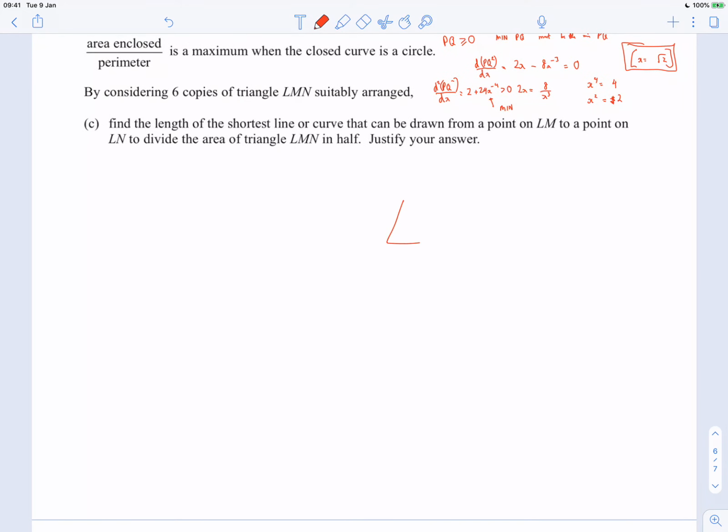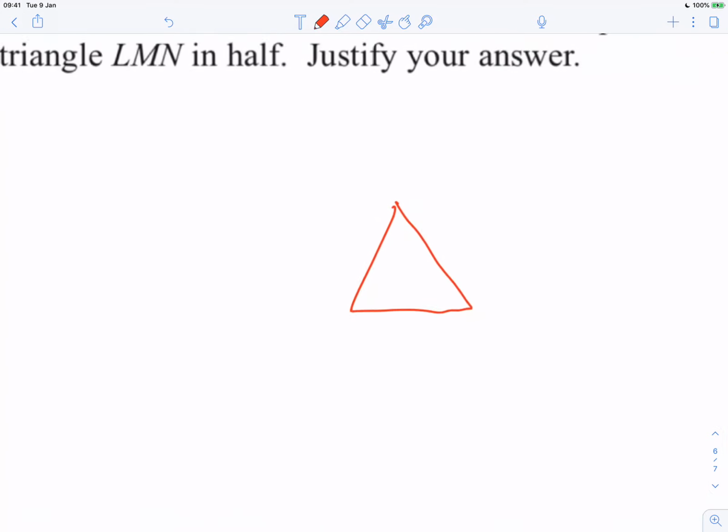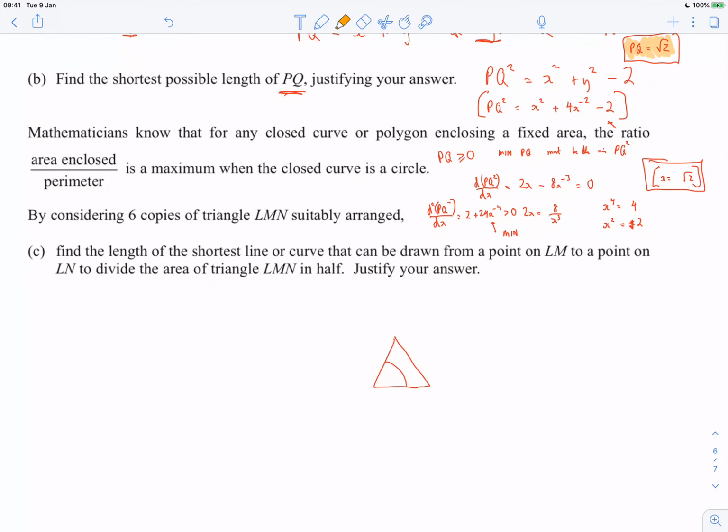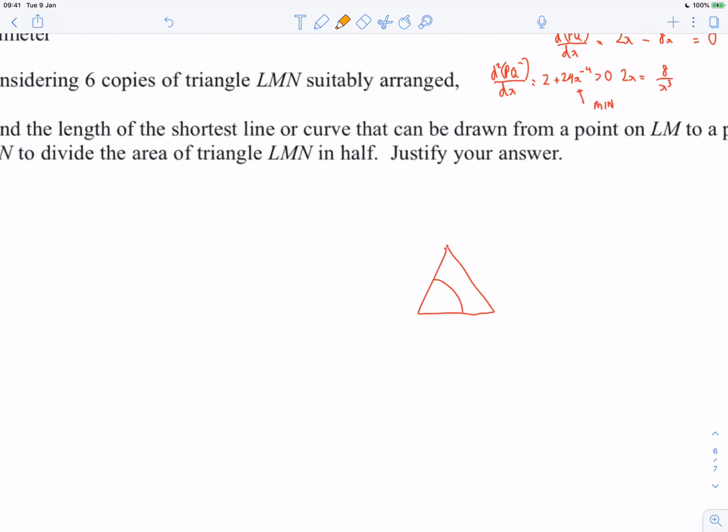If I've got a triangle looking like this, this is an equilateral triangle, well it's supposed to be, let's do it properly. Something like that. Man, I can't draw for toffee. Right, here's my equilateral triangle. And suppose I want a curve like this that will split the area into 2. So the bit inside the curve is half of the big bit. We're told that this is a maximum when the closed curve is a circle or part of a circle.